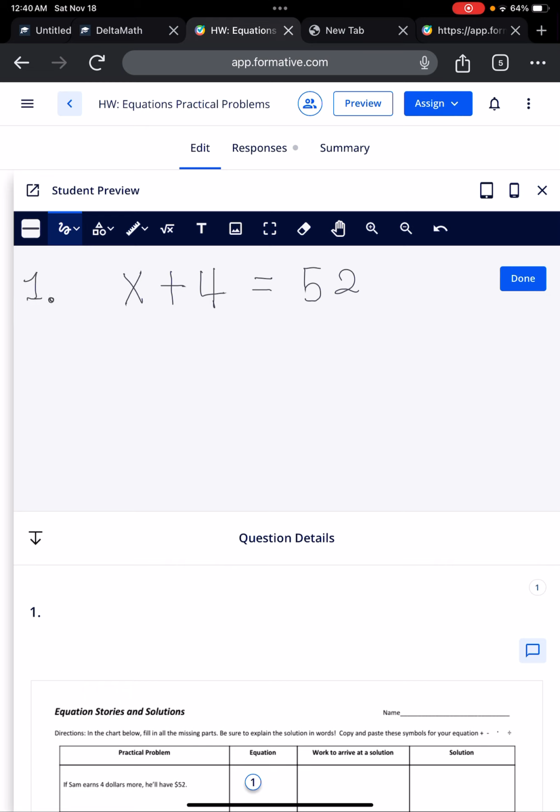To show steps, now you need to solve for X. So you need to keep this, but you need to remove plus 4. Opposite of plus 4 is negative 4. So left side, you'll be left with X. Right side becomes 48. So your step will be like this. So that's number 2. Your solution will be $48.